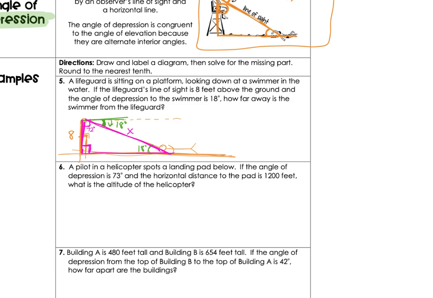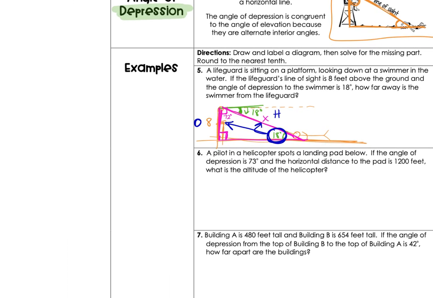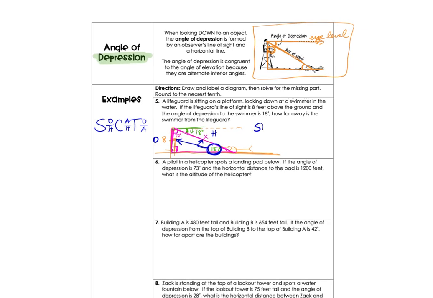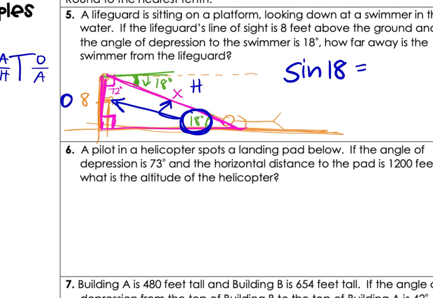Do you want to use 18 or 72? 18. Okay, so if we're going to use the 18, remember you always start at the angle. Which two sides do we have? 8. The 8 is your opposite. The X is your hypotenuse. So if it's opposite and hypotenuse, do y'all remember how to spell SOHCAHTOA? SOHCAHTOA, right? So this is what? Sine. This is sine. So we're going to say the sine of 18 equals what?